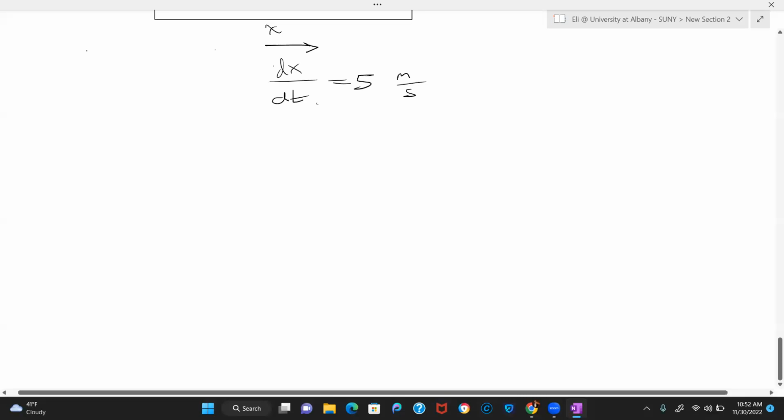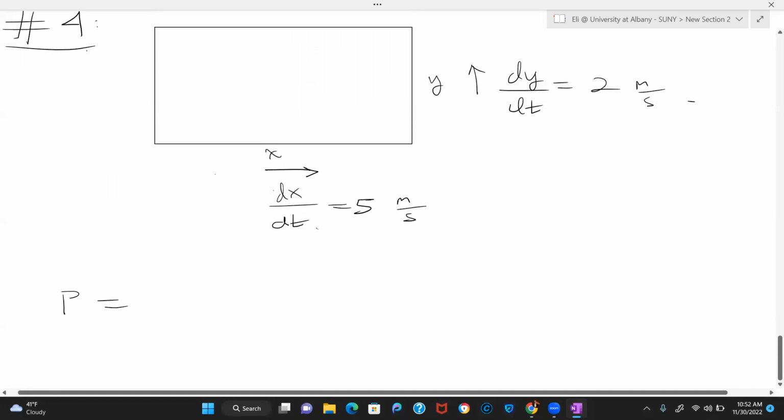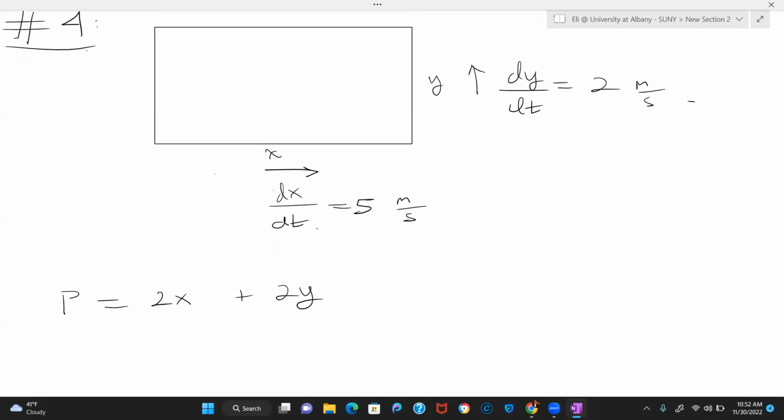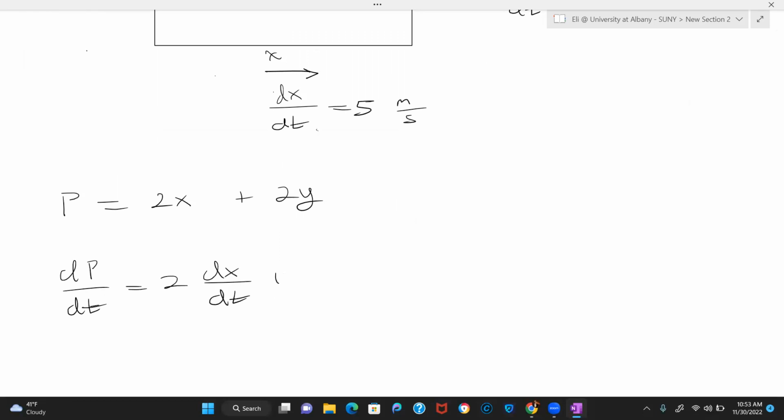So now the perimeter is just the sum of the sides. So there's going to be an x, x, y, y, so it's going to be 2x plus 2y. And we want to find how this is changing with respect to time, so we need this time derivative right here. So I just differentiate both sides, and you can see that x and y don't show up anymore. It's just dx/dt and dy/dt show up. They're derivatives. So that's why that wasn't strictly necessary.